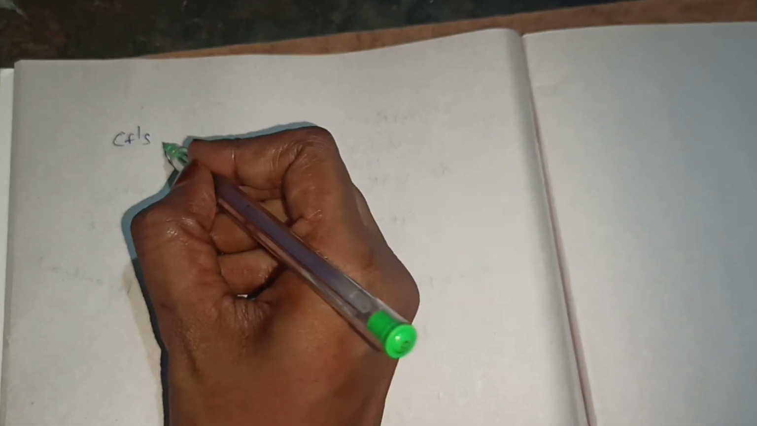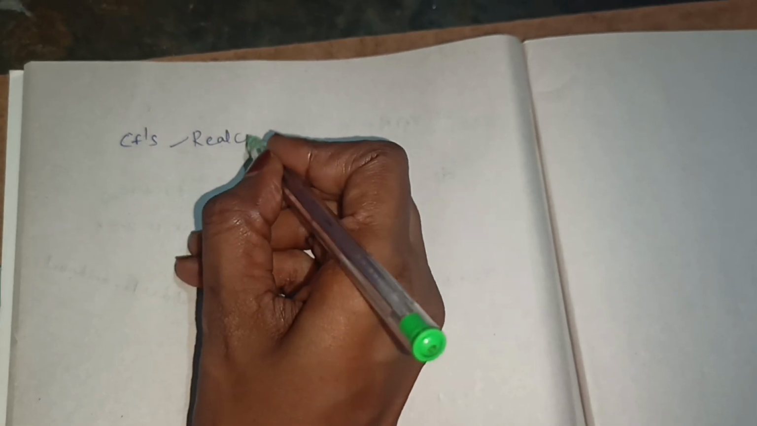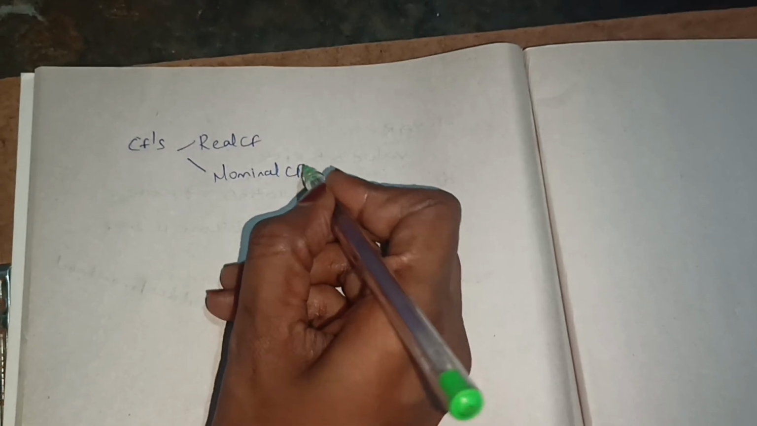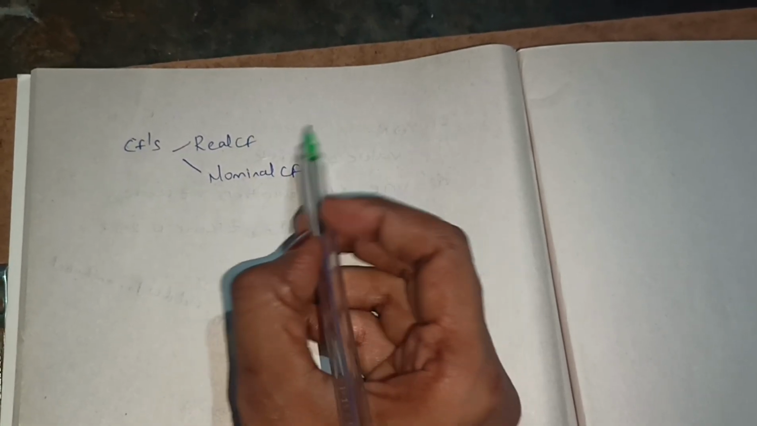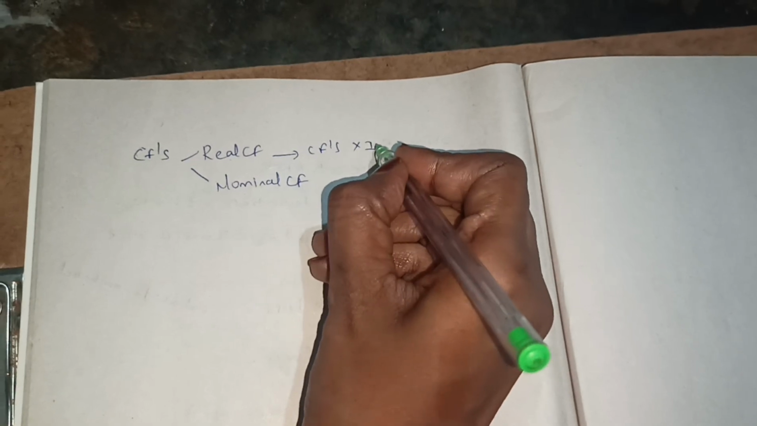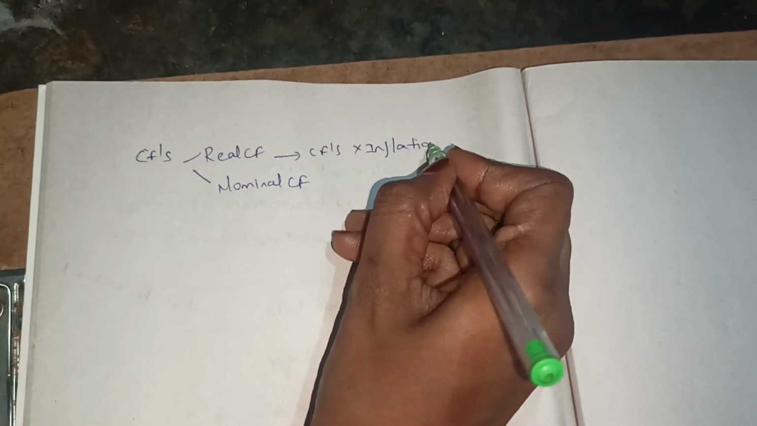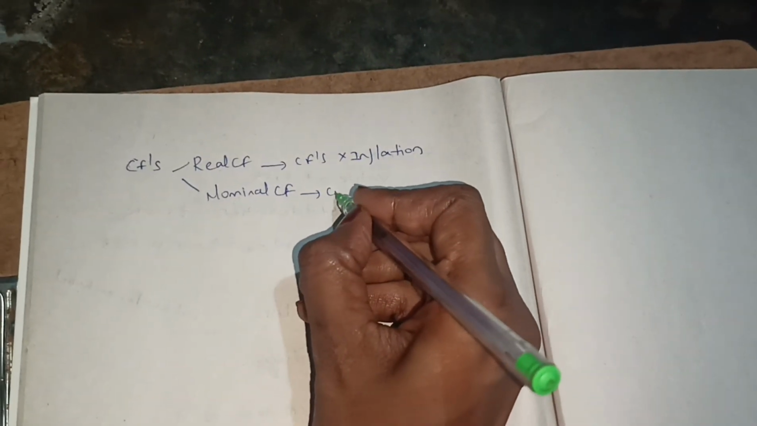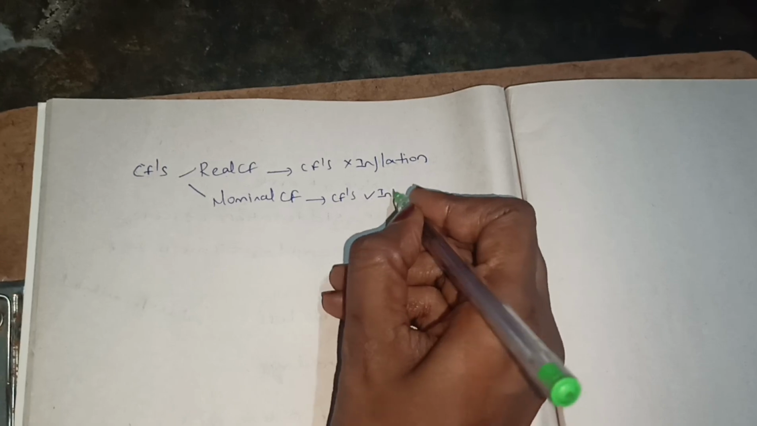But before going into problems, I want you to understand this. See, there are two types of cash flows. First one is real cash flow and the other one is nominal cash flow. Now the question is, what is meant by real cash flow and what is meant by nominal cash flow? Real cash flows are cash flows without inflation. On the other hand, nominal cash flows are cash flows with inflation.